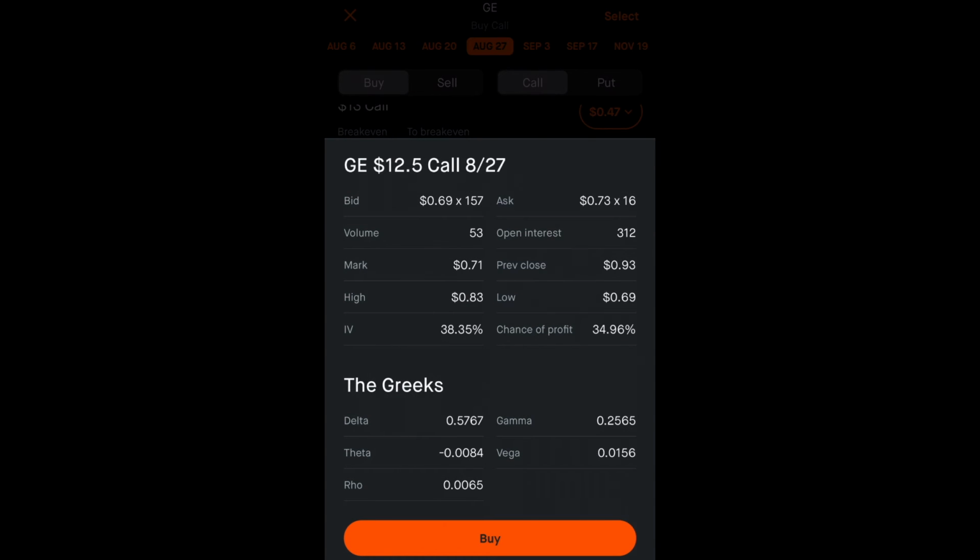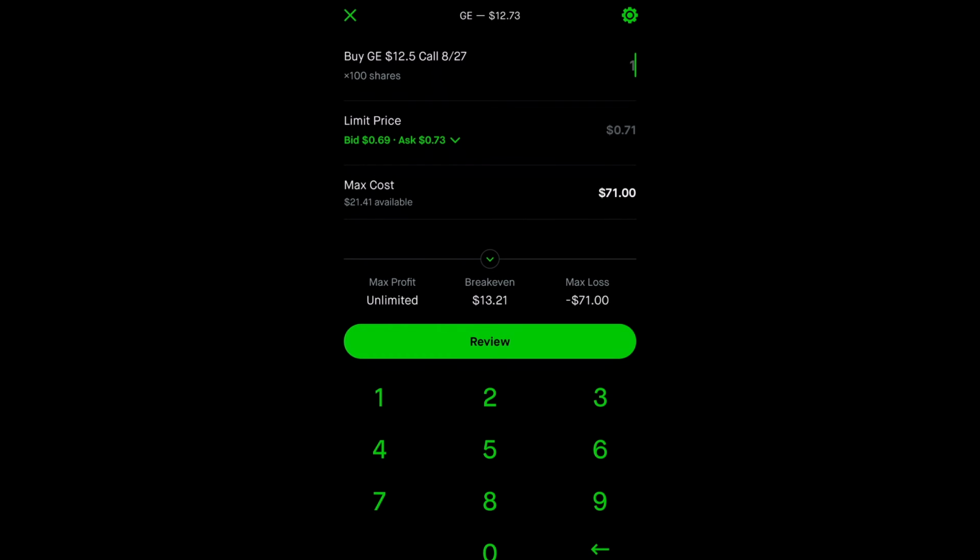This little thing right here is new, but it is telling you the Greeks. You've got your delta, theta. Delta and theta are like your big ones, really, when you're talking about options. It's going to give you a lot of information that's kind of helpful to know, but this is still a new feature. So anyway, you're going to bypass that and hit the buy button.